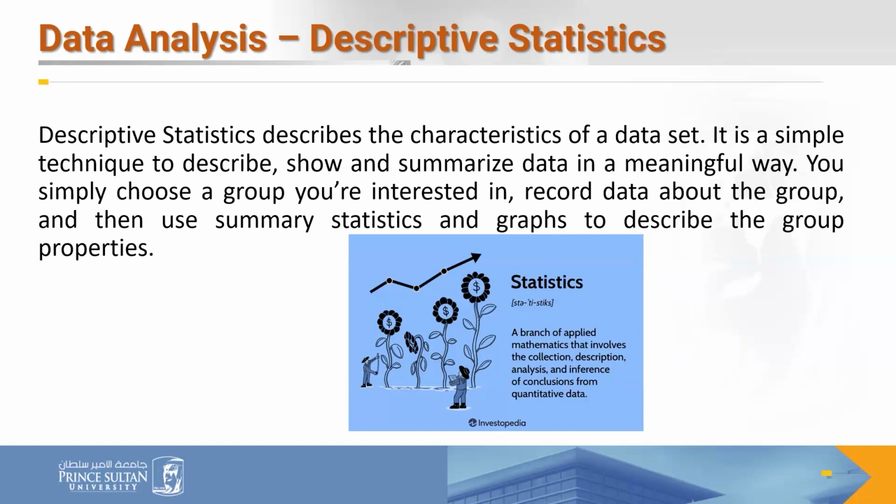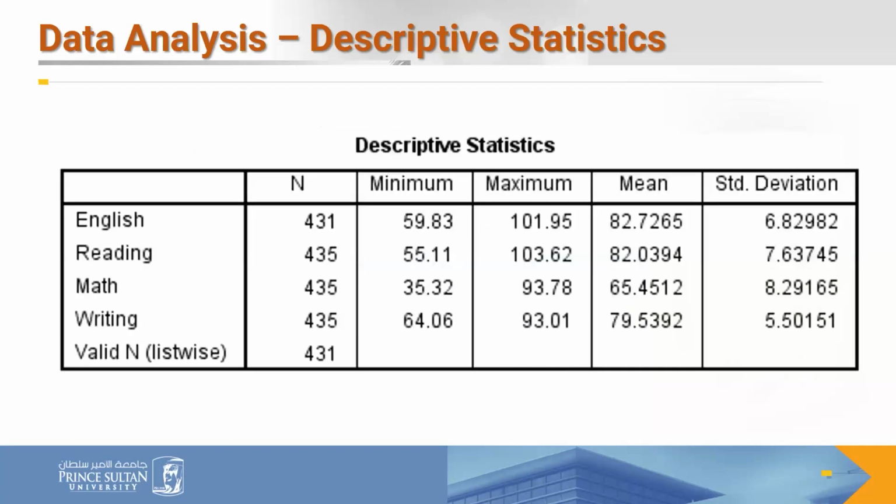With data analysis in quantitative research, we often talk about descriptive statistics and inferential statistics. Descriptive statistics describe the characteristics of a data set. It is a simple technique to describe, show, and summarize data in a meaningful way. You simply choose a group you're interested in, record data about the group, and then use summary statistics and graphs. So this is something like a table with descriptive statistics, where there is the minimum, maximum, mean, standard deviation, etc.